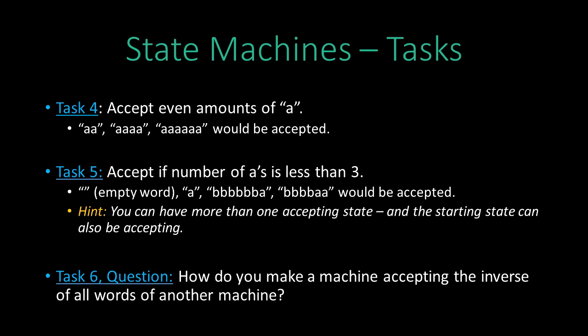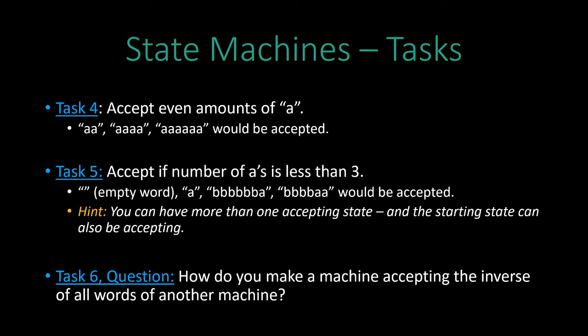So what this means is that if we were to do it with this machine that we just signed in, this task 5, how would you very simply modify it into accepting something which has more than 3 A's?